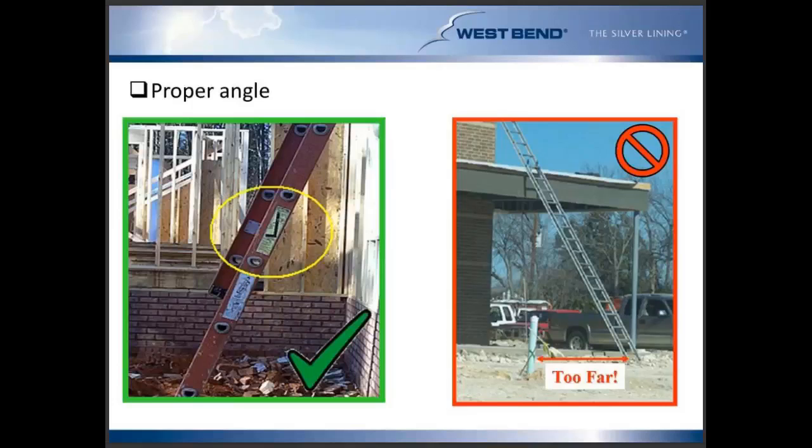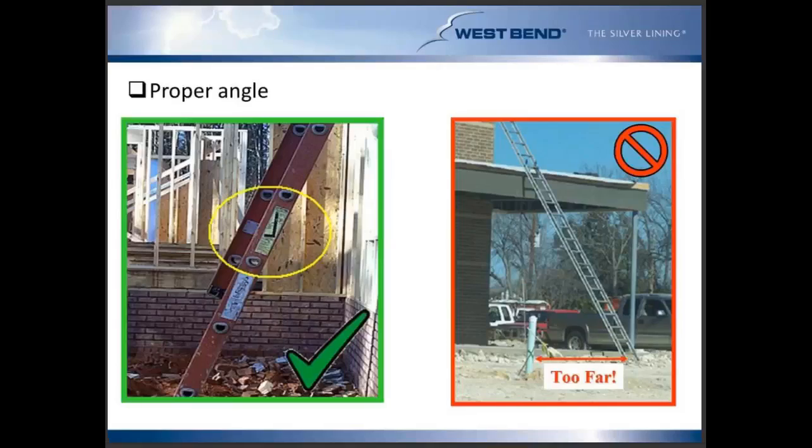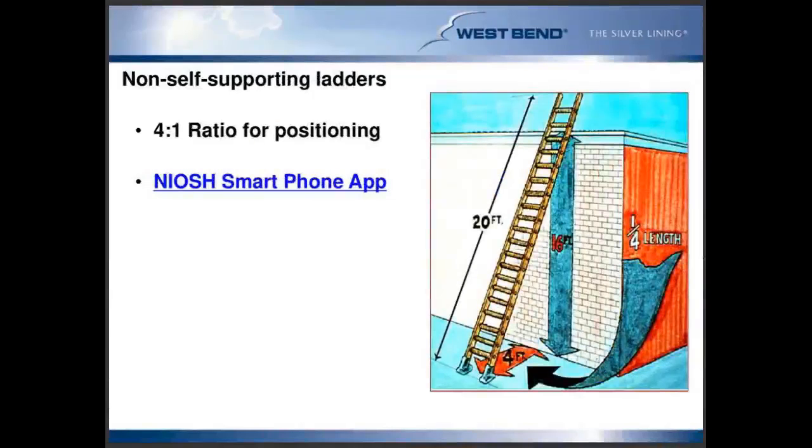You can see the picture to the right. Just by looking at this one, we can tell there's a little bit too much distance from the ladder feet to that actual wall or landing surface that the top of the ladder is resting on. So what is that proper angle that we need to have? Well, I had mentioned it before. It's that 4-to-1 ratio. And again, this is one of the most frequently cited violations that OSHA has.